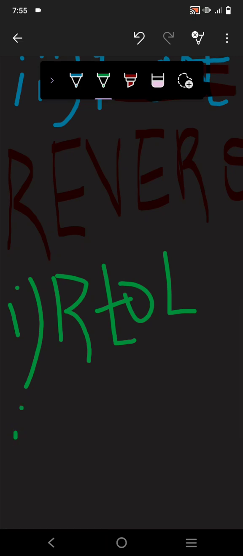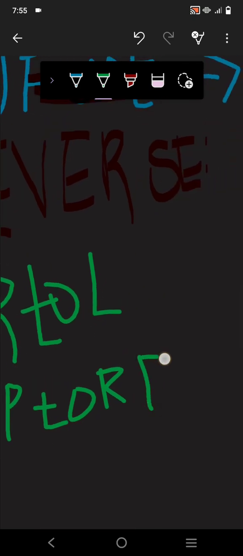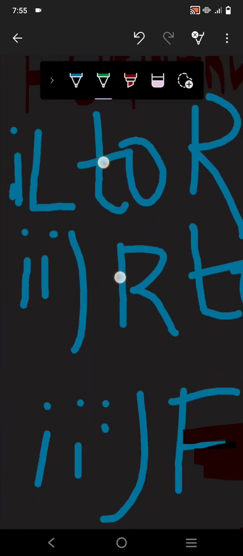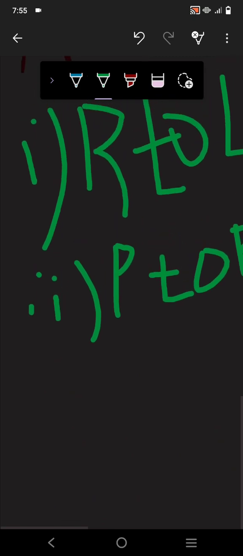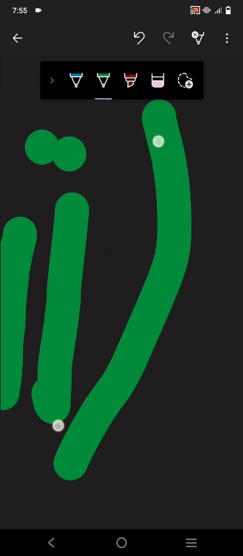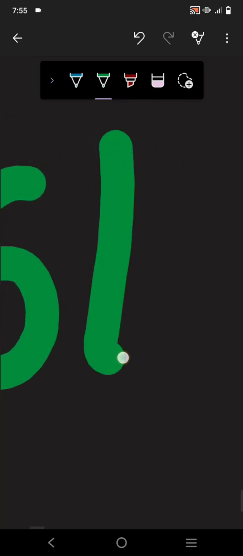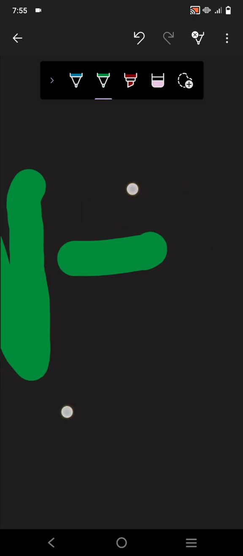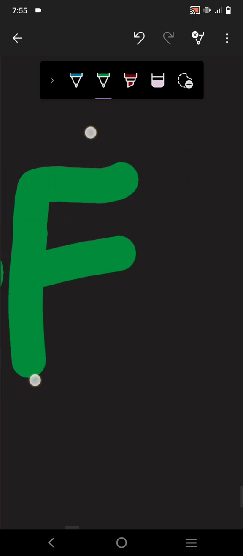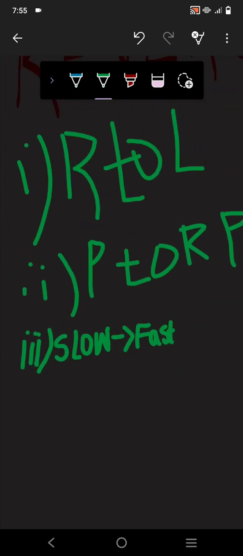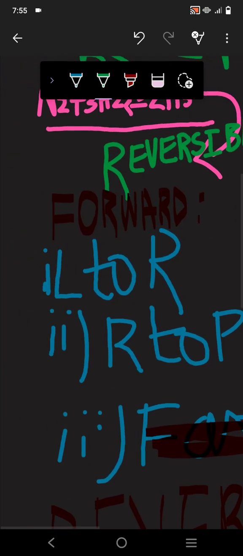Next, the product is converted to reactant, P to R. Then initially it will be very slow, because the reaction is just starting and the product is only slowly formed, then it goes from slow to fast. At the end it will be fast because the product has been made. So this is what the reaction looks like. Okay, I hope that is clear.